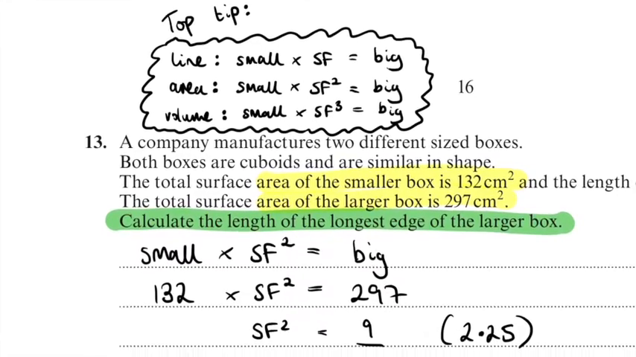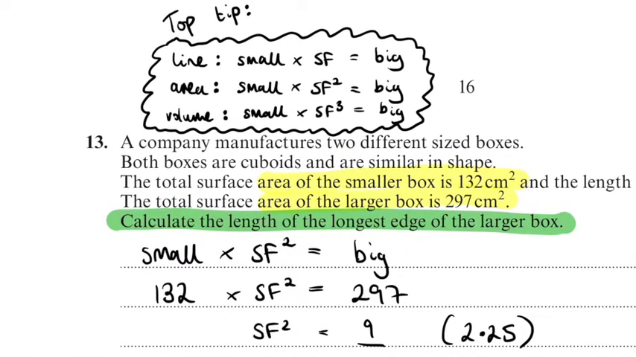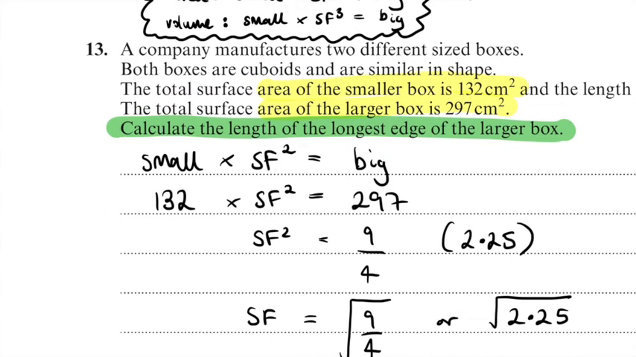So reading this question here, I'm told the surface area of the smaller box and the surface area of the larger box. So I've subbed into that middle line of these formulas that I've learned, okay? So that needs to be in your head. I've then said that's 132 times by the scale factor squared to get 297. I've then divided both sides by 132, and that's given me 9 over 4, which is also 2.25.